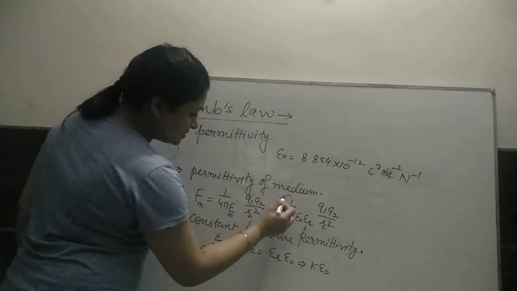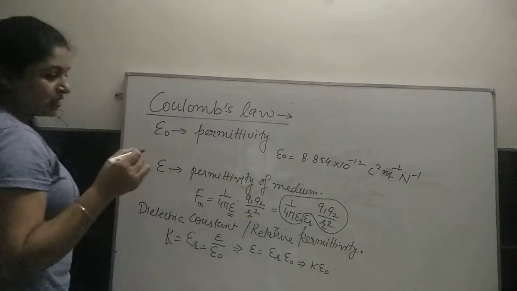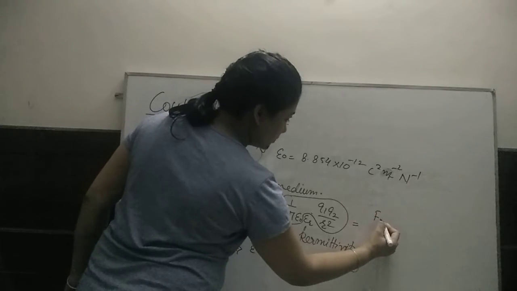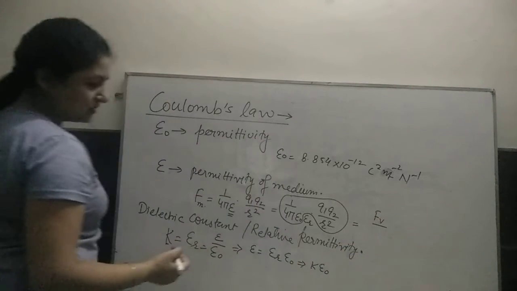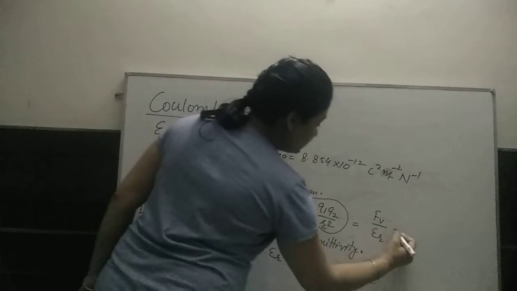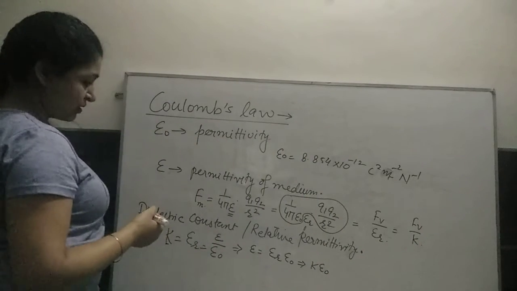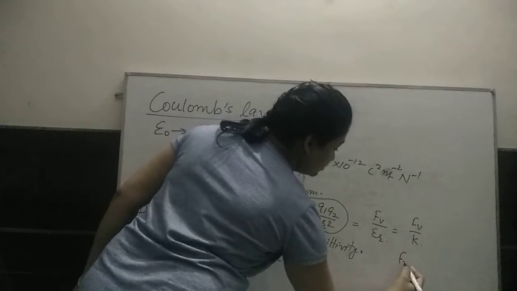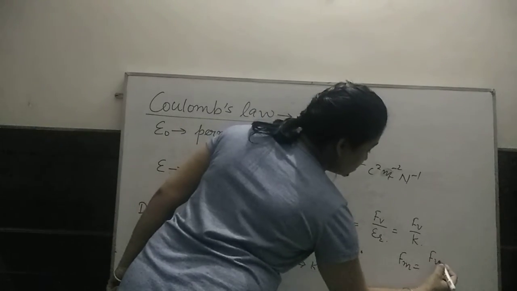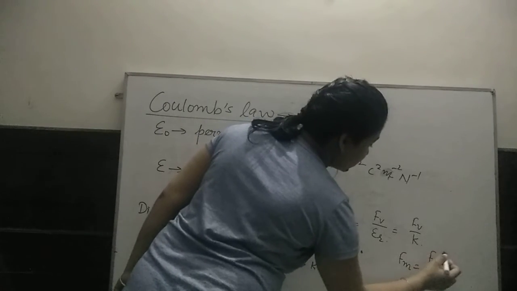And now you see, this is what? This is the force between the two charges when they are placed in the vacuum. So we can write here, this is the force between the two charges when they are placed in vacuum divided by relative permittivity. Or we can simply write Fv over K. So one very important relation again we are going to derive here: the force between the two charges when they are placed in the medium is equal to the force between the two charges in vacuum divided by the dielectric constant or relative permittivity of the medium.